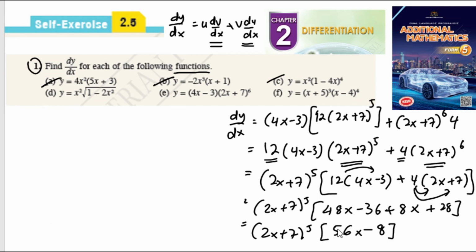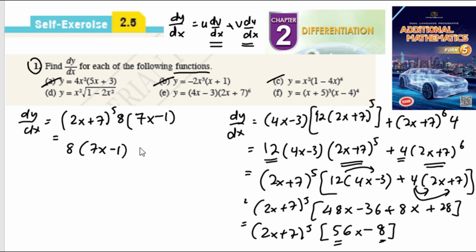So here you have to take out 4 again. Sorry, I forgot. dy over dx is equal to, so 58 and 56 and 8, you can take out 8, right? So you can take out 8. When you take out 8, you are left with 56x divided by 8, you get 7x. And then negative 8 divided by 8, you get negative 1. So here you bring this one forward. So 8, 7x minus 1, 2x plus 7 to the power of 5.